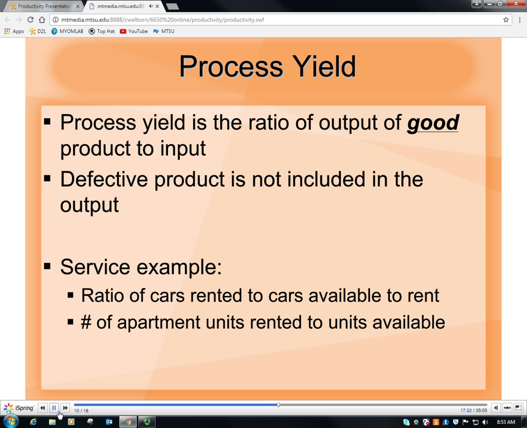I know a couple of old moonshiners, and they talk about process yield. It's how many pounds of corn and sugar and barley they put in at the front of the operation, and how many gallons of whiskey they get out the other end. So it's just a measure of what comes out good compared to what you put in. Maybe service examples: the ratio of cars rented to cars available to rent is a process yield. So how many good do I convert? Number of apartment units rented to units available. Some people might call those utilizations or capacities.